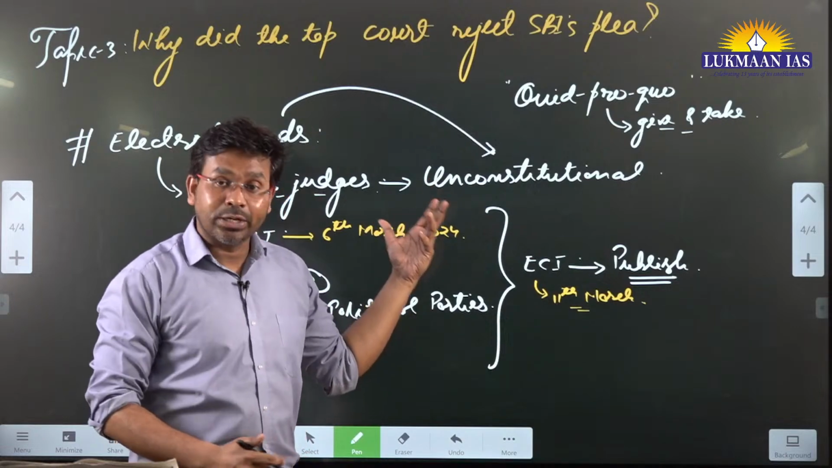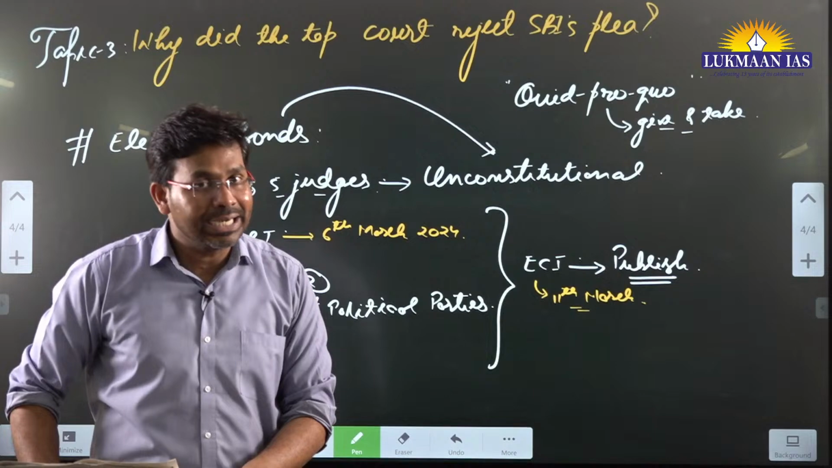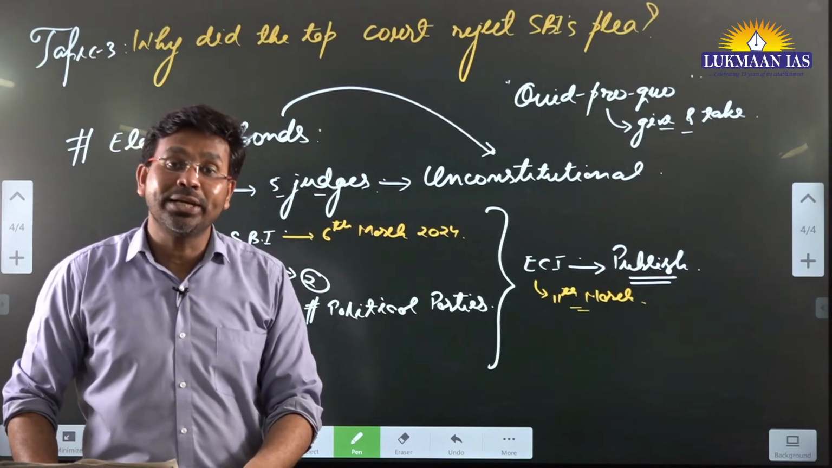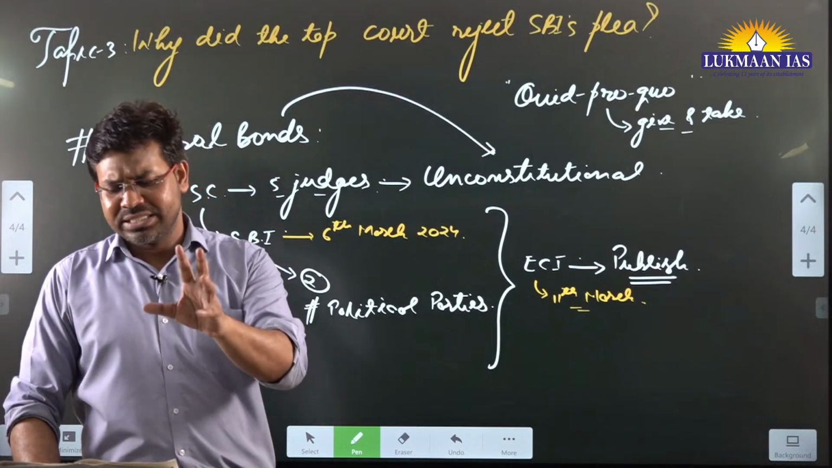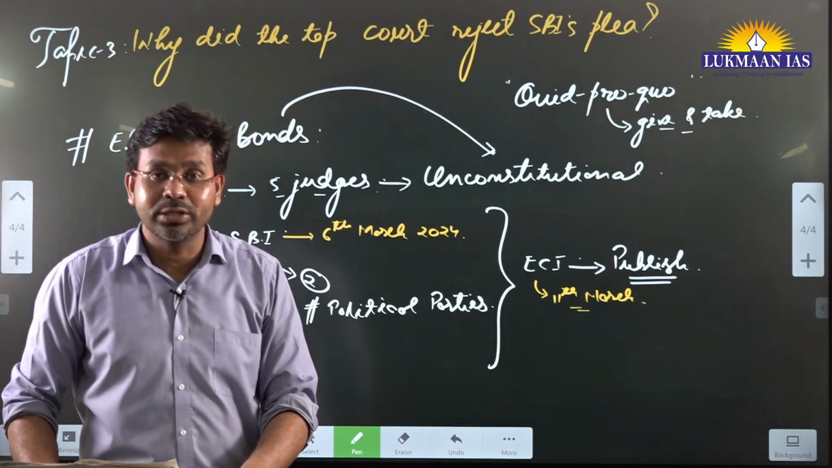And if I talk about electoral bonds, how many electoral bonds have been issued from 2019 till this Supreme Court judgment? Only 22,207, I think, 22,200 electoral bonds have been issued.